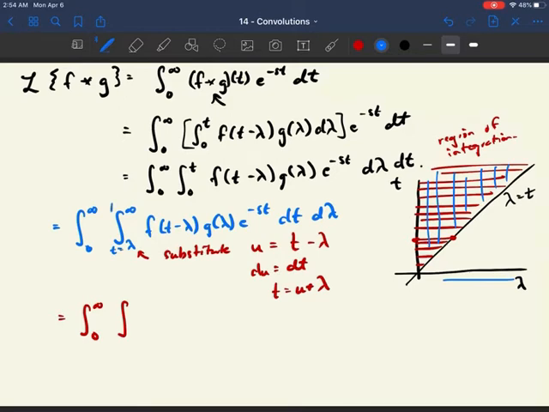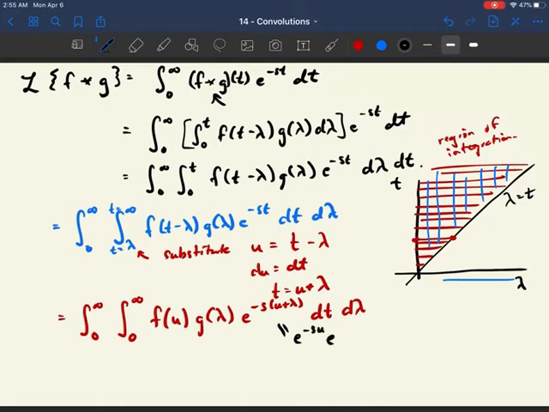So the outside integral is unaffected, 0 to infinity. And now, what are the bounds of integration? Before, this was from t equals lambda to t equals infinity. So for u, when t equals lambda, u equals 0. And when t equals infinity, u is also infinity. f of t minus lambda, that's f of u, g of lambda, e to the minus s, now t is equal to u plus lambda, dt d lambda.